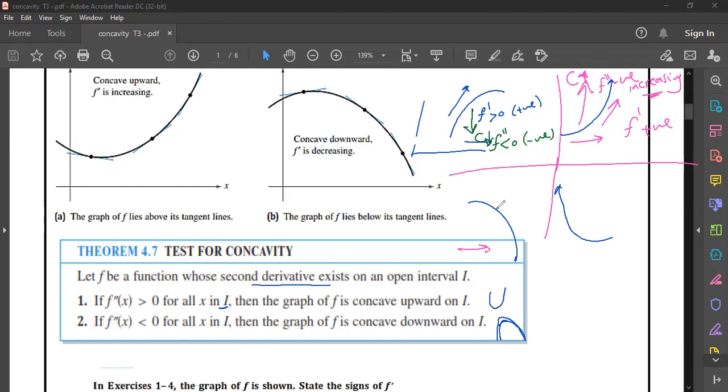Here, as you go right, y goes down, so f is decreasing. If the function is decreasing, the first derivative is negative. Since the curve of the function opens downward, it means concavity downward, so the second derivative is negative.